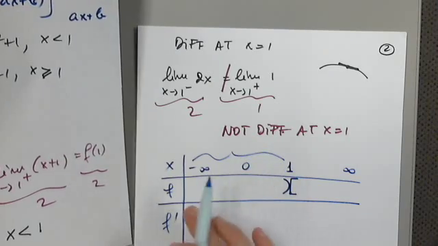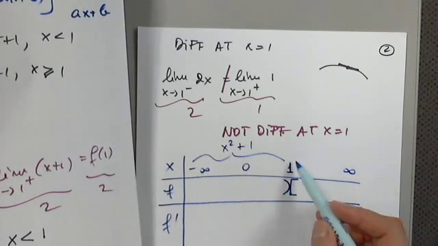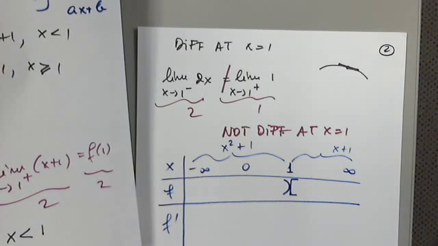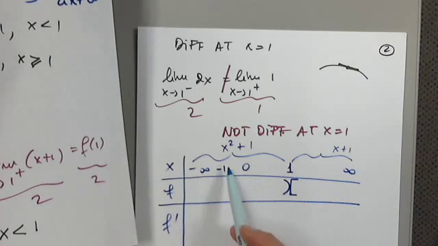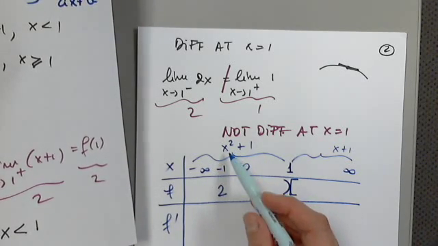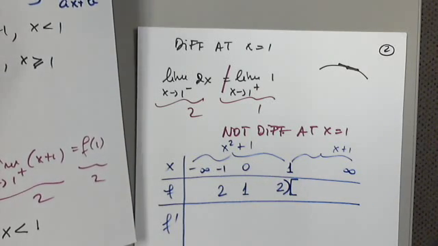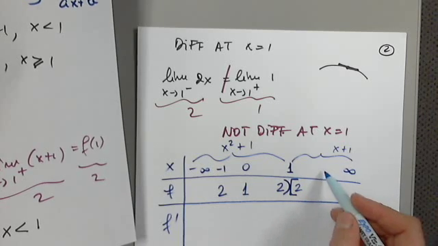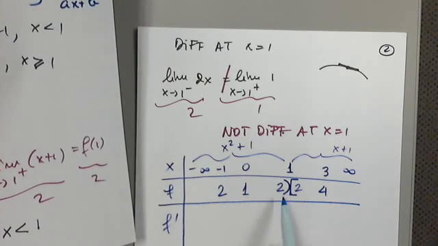This piece for function f is using x squared plus 1, if you remember, and this piece uses x plus 1. So I'm going to say negative 1, negative 1 squared is 1, 1 plus 1 is 2. I plug in 0, I get 1. I plug in 1, I get 2. I plug in 1, I get 2. I plug in 3, I get 4. Obviously, the function is continuous.